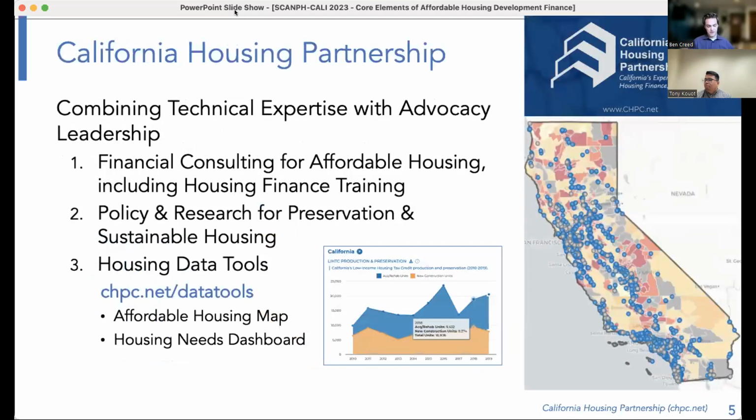We have a financial consulting department that Tony and I are a part of, and we work directly with nonprofit developers on their projects down in the weeds, as well as providing trainings at the SCAMF conference, Housing California conference, partner trainings, public agency trainings, and things like that. And we've got policy, research, data colleagues, a sustainable housing team. We have a focus on preservation of at-risk affordable housing as well.